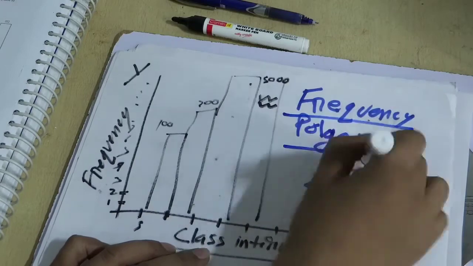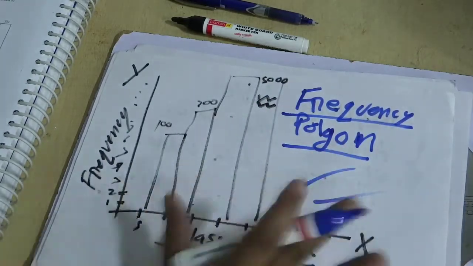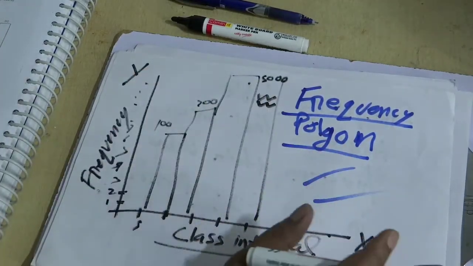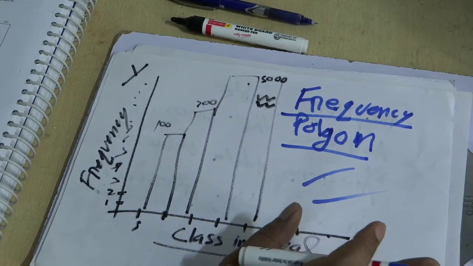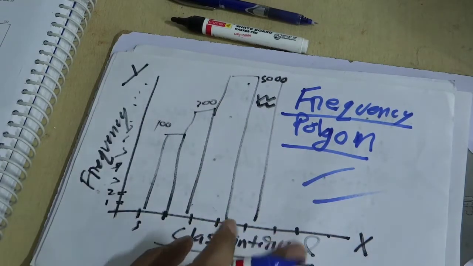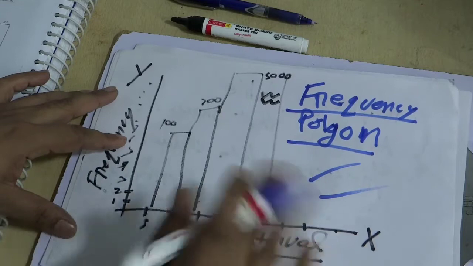What is the frequency polygon? It is very simple, nothing. You have to do nothing, you have to think about nothing. So that is very simple.